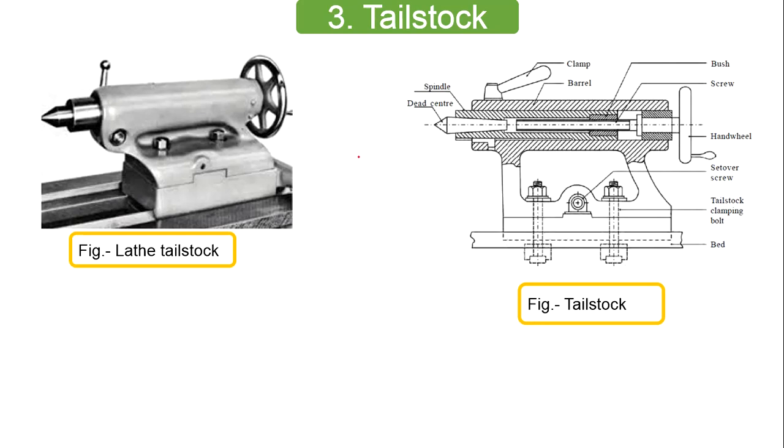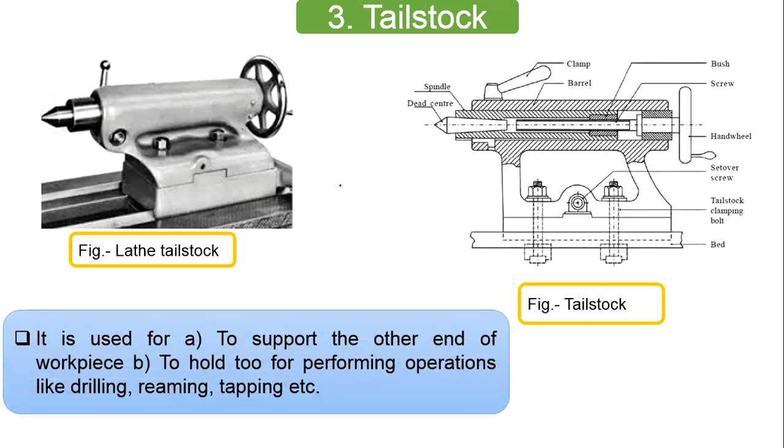Then we have the tailstock. The tailstock is mounted on the right hand side of the bed. What is the function of the tailstock? It serves two functions. The first function is to support the other end of the workpiece when the length of the workpiece is large. To get proper rotary motion and avoid deflection of the workpiece while it is rotating, it provides support with the help of this dead center. So this is how your tailstock will work.